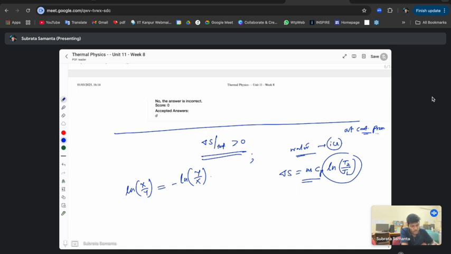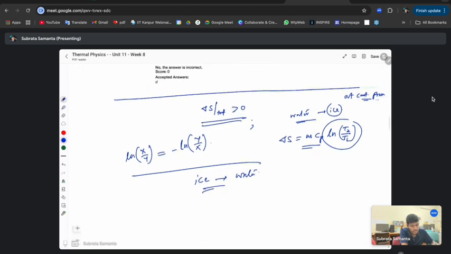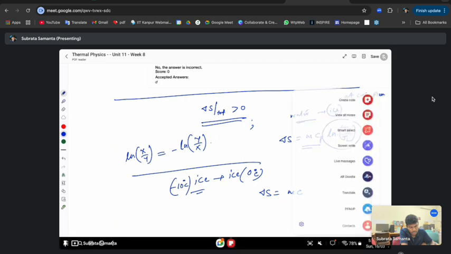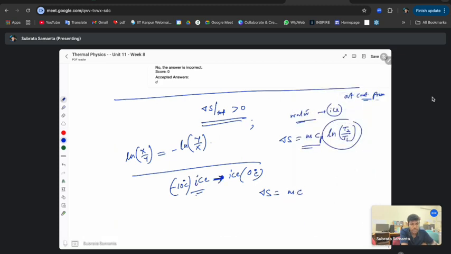Okay, so that means when we change ice to water, in this case the entropy change delta S is basically m Cp, or C, let's say ice to ice, so C from minus 10 degree centigrade to 0 degree centigrade, right? Or you do the opposite way.